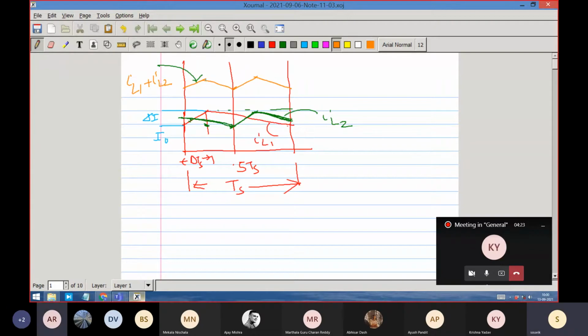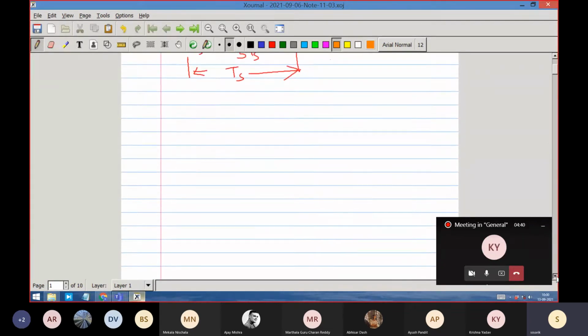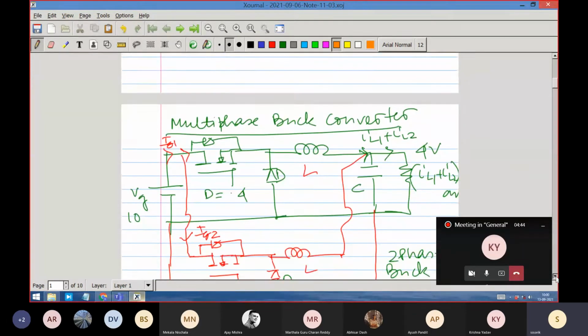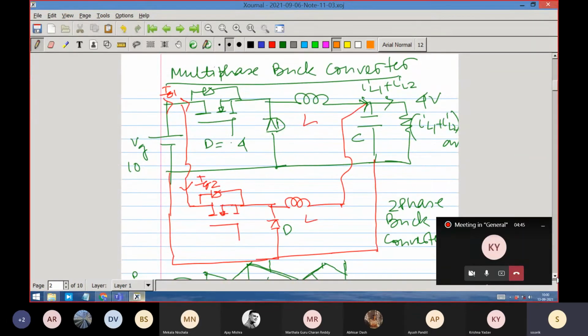Yes, sir. Okay. So in the last class, we were talking about a multi-phase converter. Multi-phase in this specific case is a two-phase converter. So, two-phase buck converter, I had drawn the circuit. Just basic topology: two buck converters connected like that. Two switches, two diodes, two inductors, but one common capacitor.